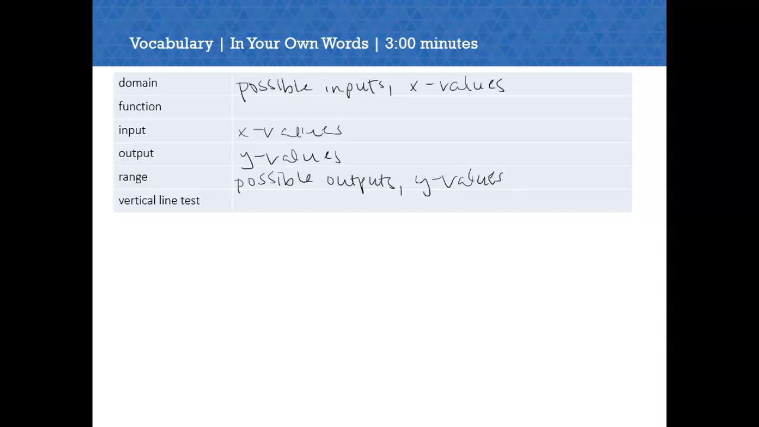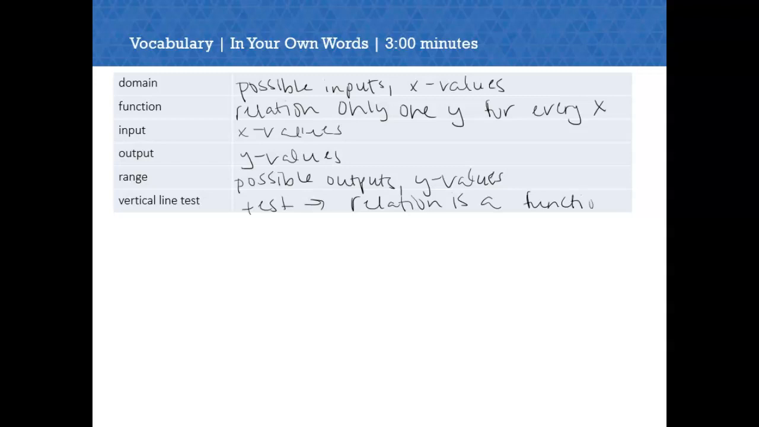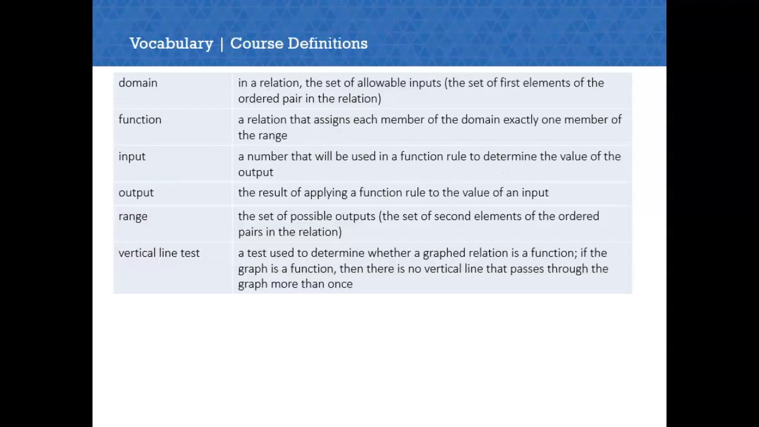A function is a relation that has only one y for every x. And the vertical line test is a test we use to determine if a relation is a function. So my writing is kind of crazy, so let's take a look.